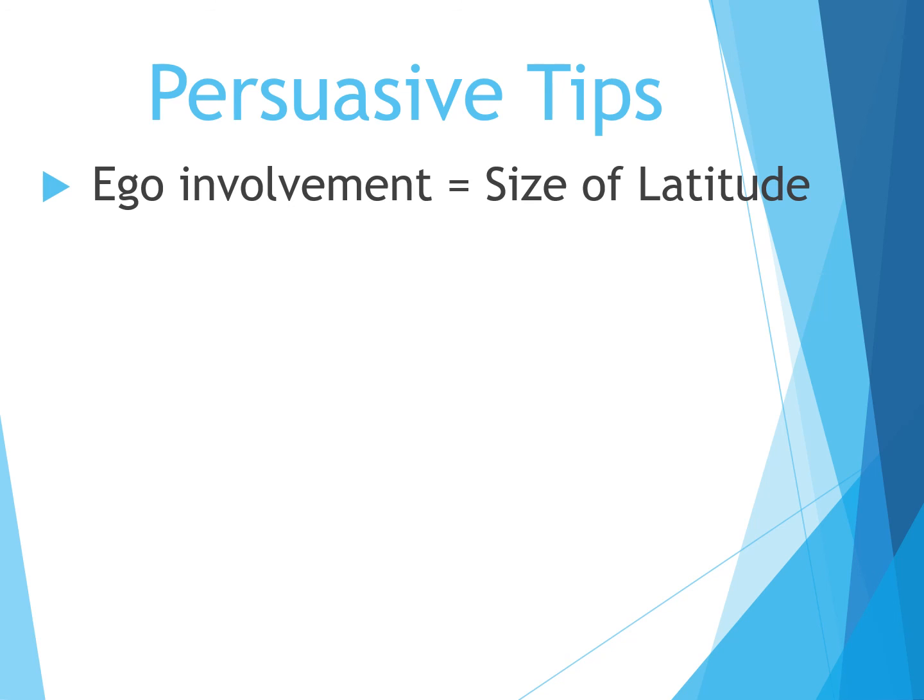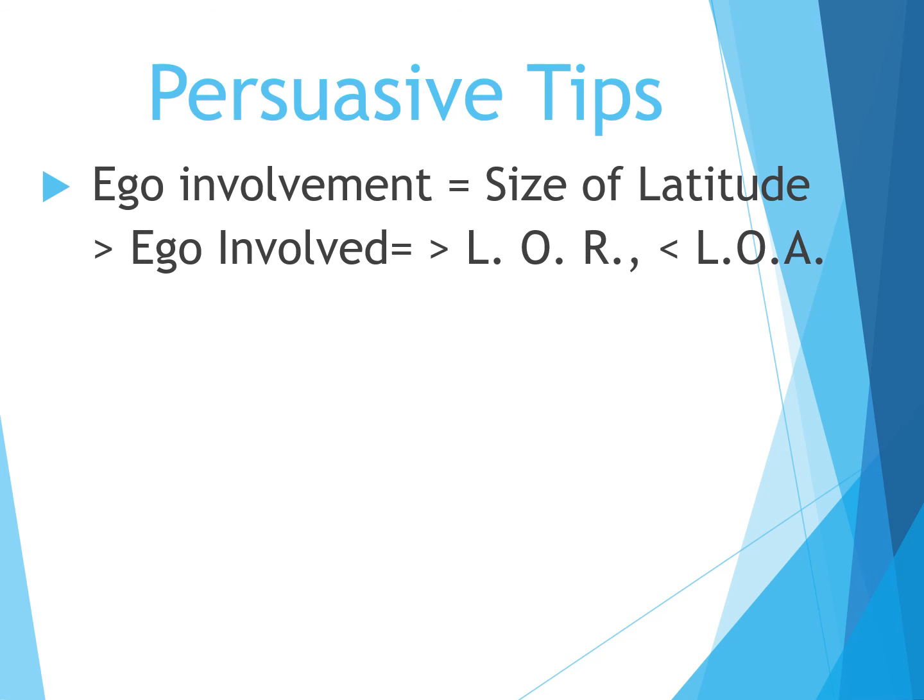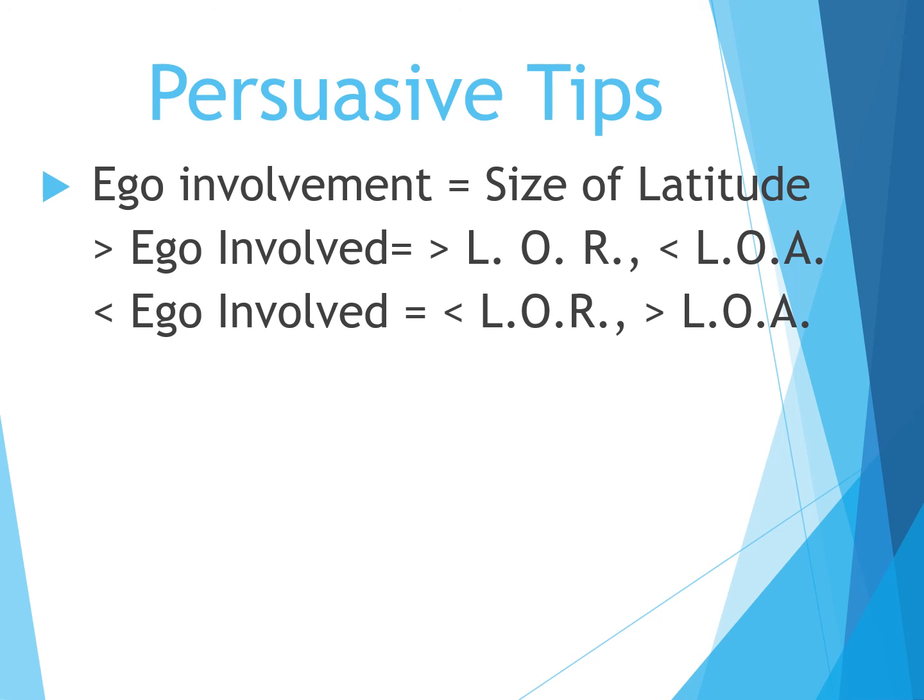So, in terms of persuading, what we want to do is think about the ego involvement of the people that we are persuading. Those people that are highly ego involved will have a unique size of latitude that goes along with that position. What the research shows is that people who are more ego involved with the topic will have a greater latitude of rejection, and they will have a smaller latitude of acceptance. People who are not as ego involved in a topic or issue will have a smaller latitude of rejection and a greater latitude of acceptance.